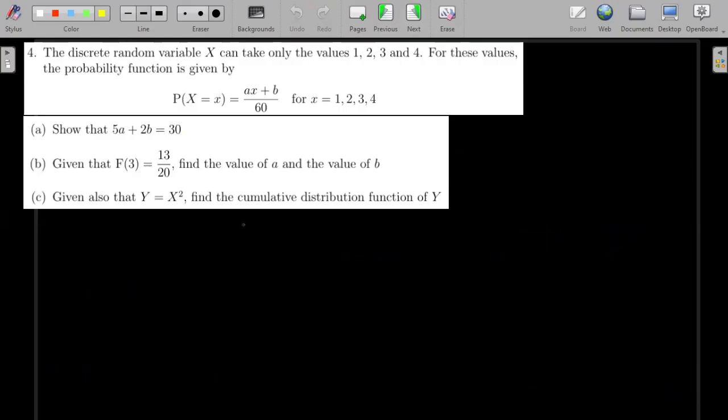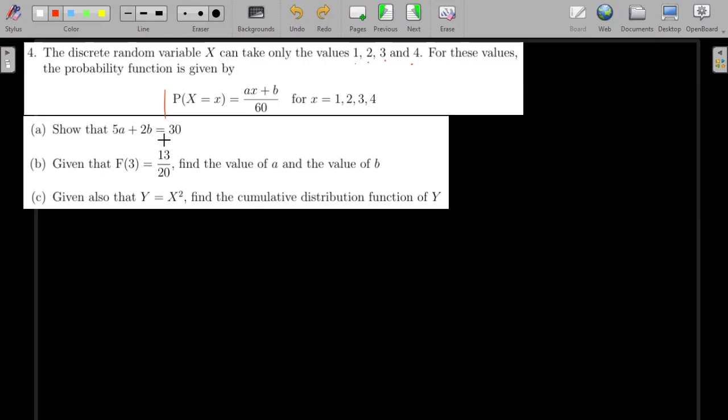Next, we look at question 4. Okay, so we are still looking at discrete random variables. Question 4 says the discrete random variable x can take only the values 1, 2, 3, 4. For these values, the probability function has been given as this here. Show that 5a plus 2b is equal to 30.